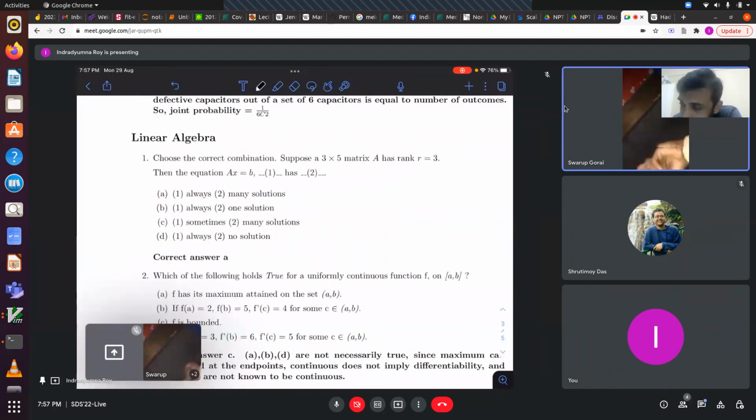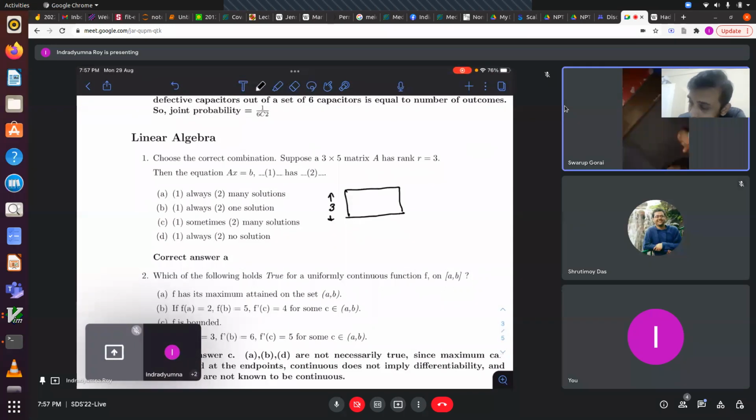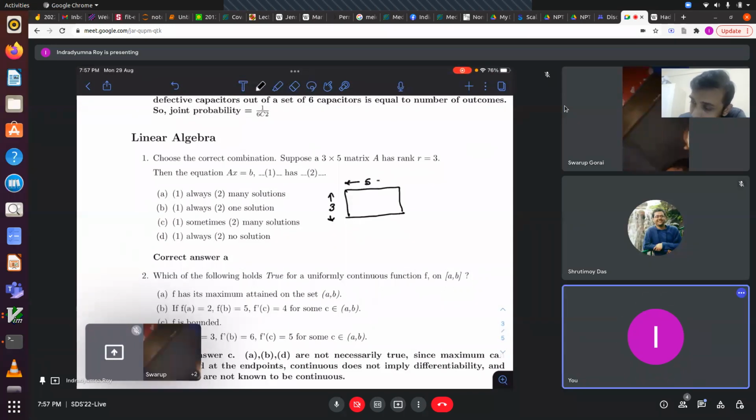First question. Okay, so what are they saying here? That you have a 3 cross 5 matrix A. What does a 3 cross 5 matrix look like? There are 3 rows, 5 columns. Exactly. And the name is A. Now, what are they saying? It has a rank 3.